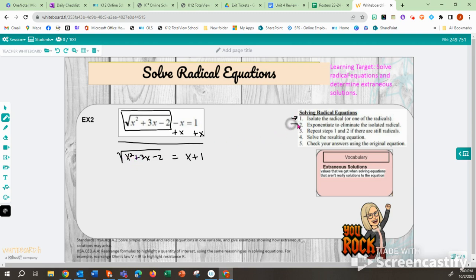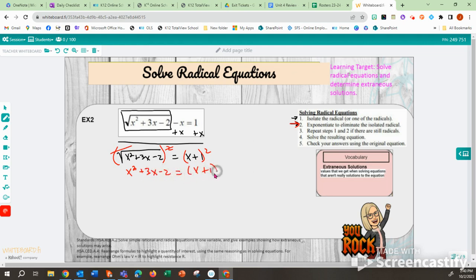The next step is to exponentiate. We'll change colors there. Since I have a square root, and a lot of your radicals will be square roots, you could see a cube root. And if you have a cube root, then you would cube both sides. But I do have a square root, so I'm going to square both sides. The square is going to cancel out the square root. That's going to leave me with x squared plus 3x minus 2 equals x plus 1 squared.